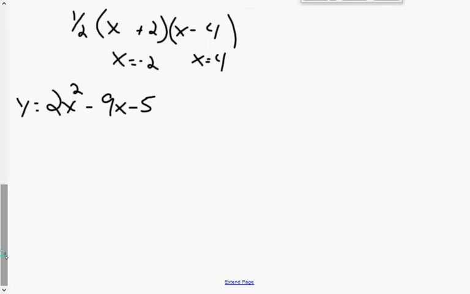Okay, next example. Here I have an A value that's not 1. Right? And I can't take out a common factor this time. Is that a y in front? Yeah, y equals. So these are the ones where you got to play around with the brackets a little bit.